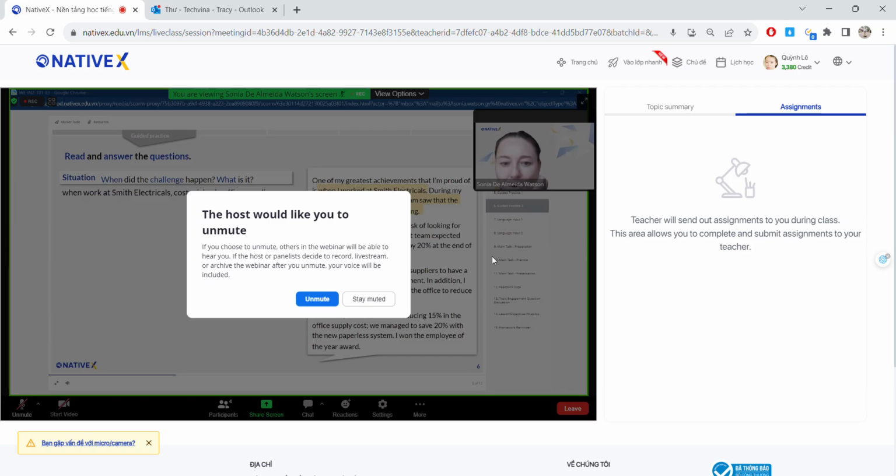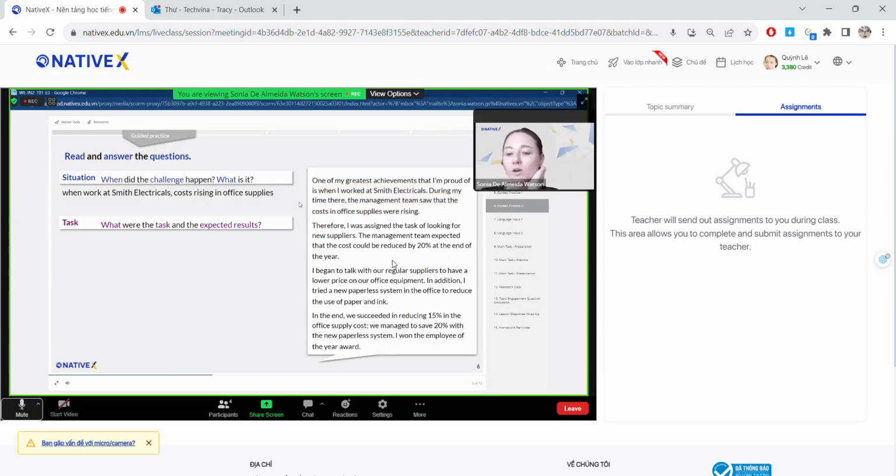Colleen, let's go ahead and read paragraph 2 for the task part of our STAR method. Yes, therefore I were assigned the task of looking for new supplies. The management team expected that the cost could be reduced by 20% at the end of the year. And the task, okay, so yeah, the task is looking for a new supplier. And the effective result is the cost reduced by 20% at the end of the year. End of year, yes, fantastic, very nice.